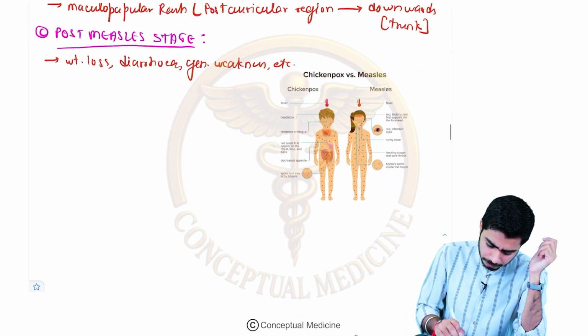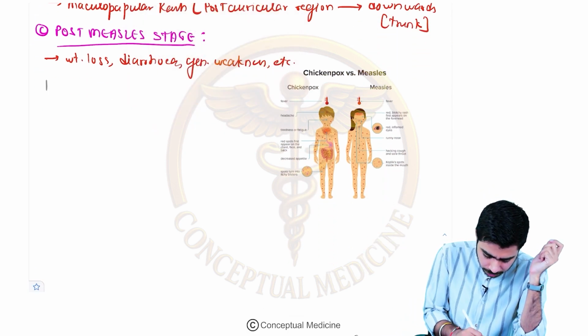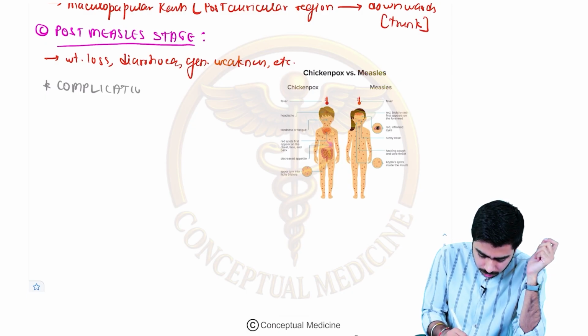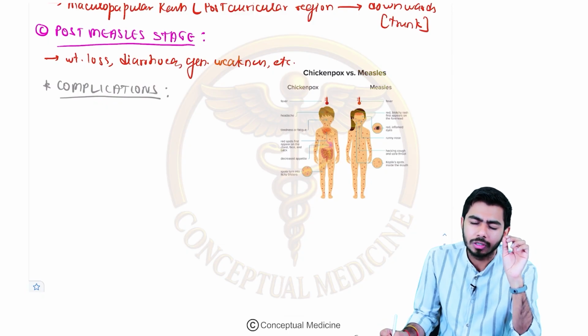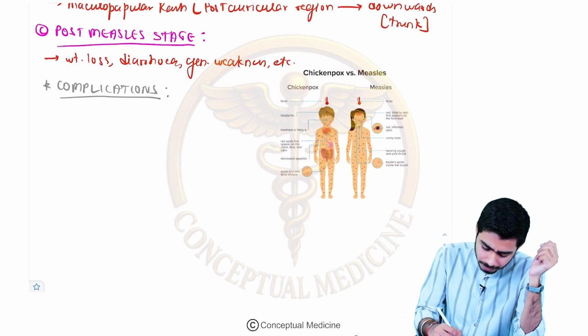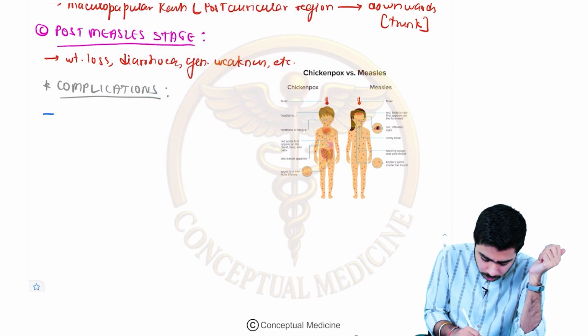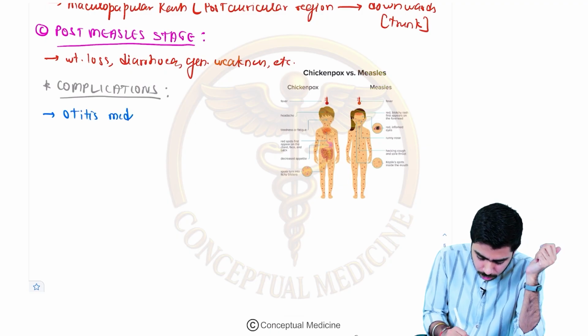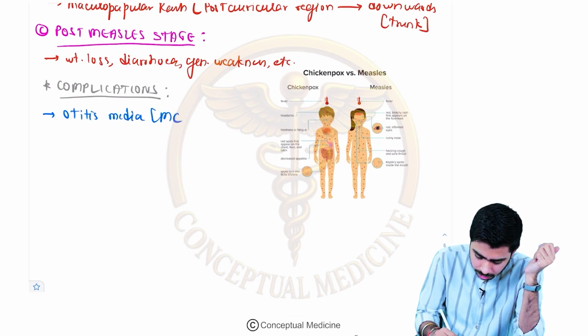Okay, what are the complications which some patients might complain of? What are the complications as far as measles is concerned? A very common complication which you need to remember for your exam, very important, is otitis media, inflammation of the middle ear basically. Otitis media is the most common complication, guys. Please understand that.